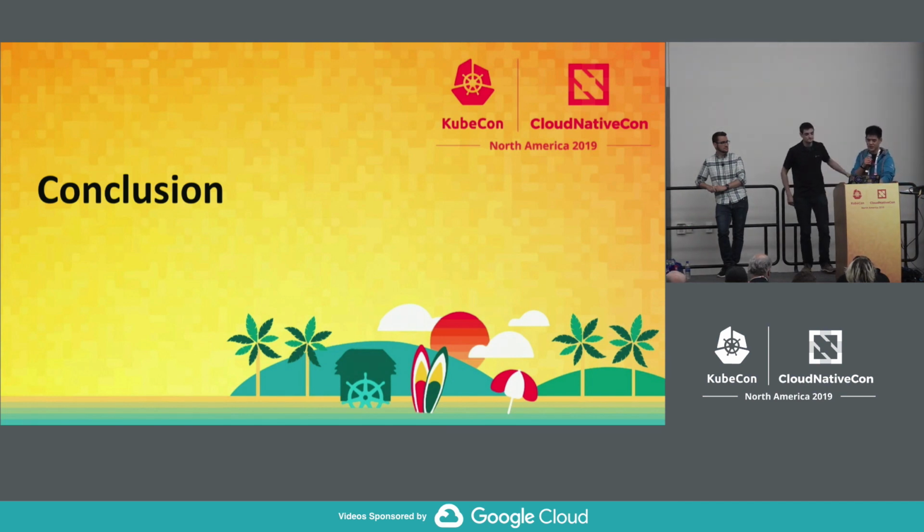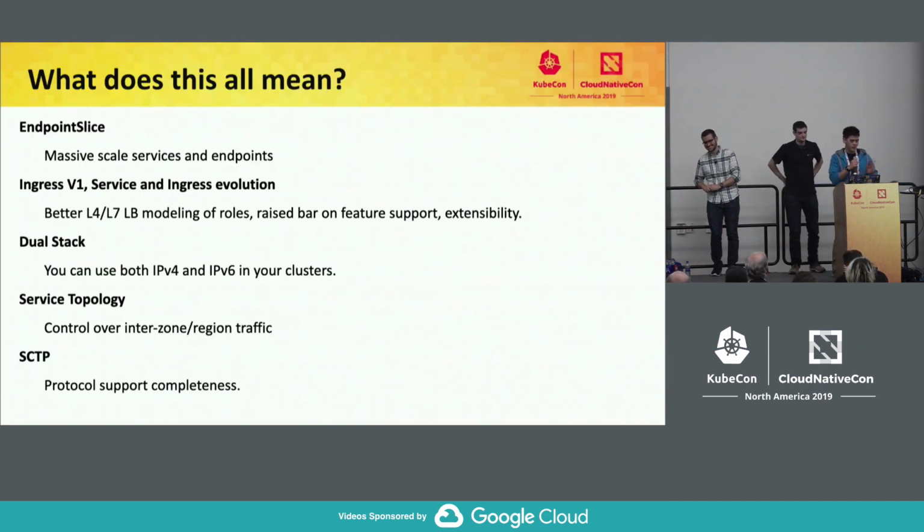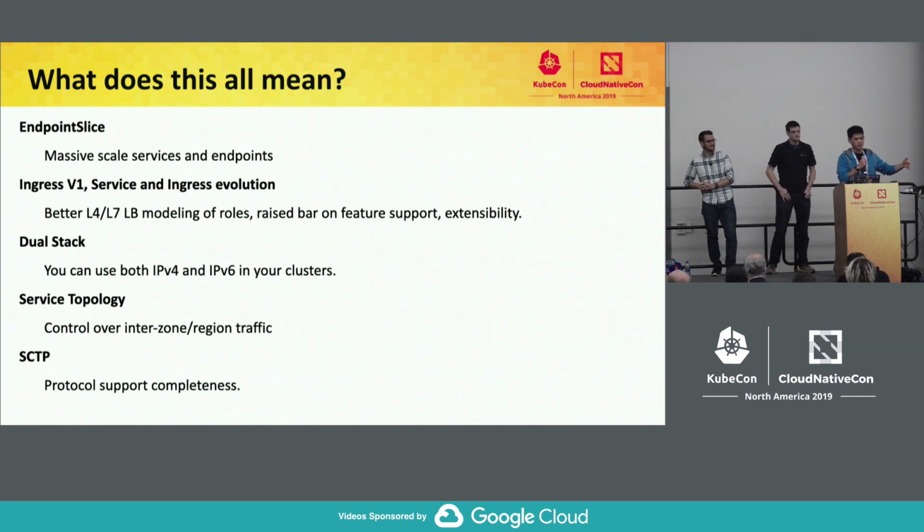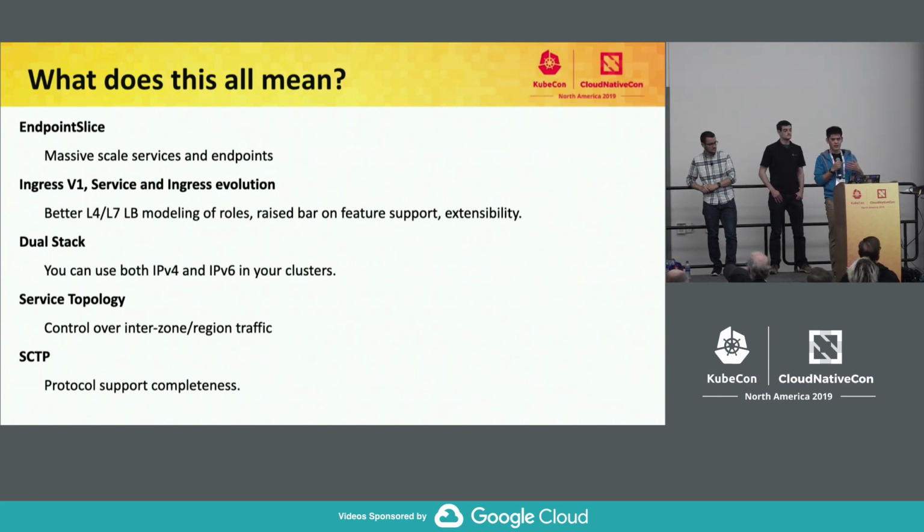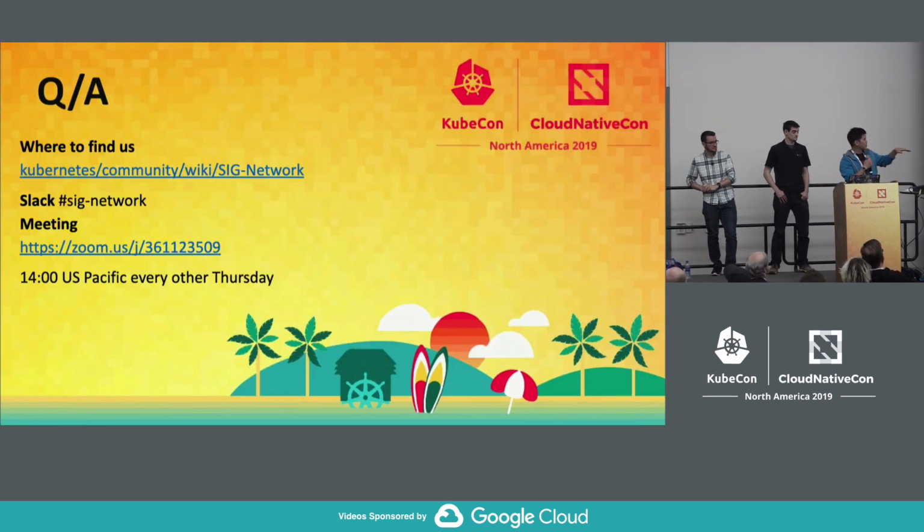Okay, we're standing between you and lunch. So in conclusion, what does this all mean? For endpoint slice, we're basically enhancing the API to support massive scale services and endpoints. In terms of the API work on ingress and service, it's going to be better L4, L7 modeling, and then raising the bar in terms of features and extensibility. Dual stack, basically, you can use IPv4 and IPv6 in your clusters. Service topology gives you control over inter-zone region traffic. Well, not just that, it's a very generic thing. And then finally, SCTP support gives us protocol support completeness. And that's it. So Q&A, and this is where you can find us.